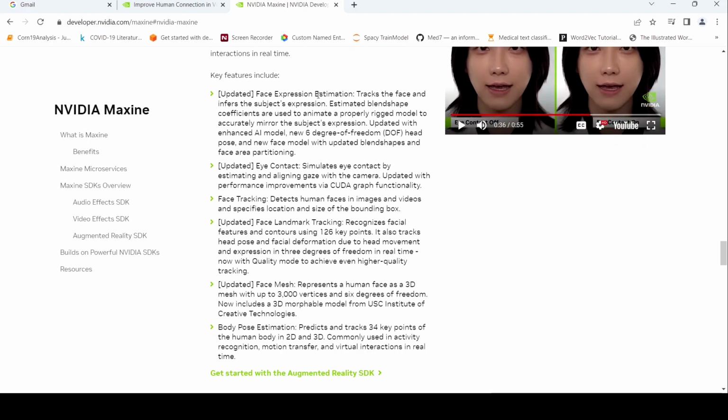Okay. So the key features here are face expression estimation, which tracks the face and infers the subject's expression. Then eye contact, this is the one which I was talking about, simulates eye contact by estimating and aligning gaze with the camera. Okay, so they have an updated enhanced AI model with 6 degrees of freedom of head pose, and a new face model with updated blend shapes and face area partitioning.